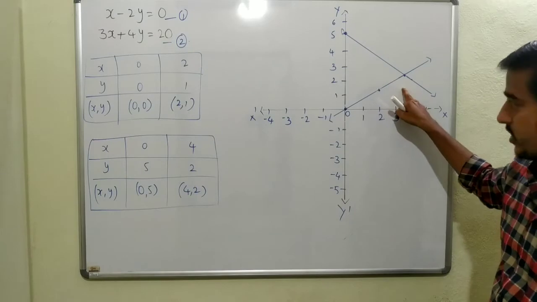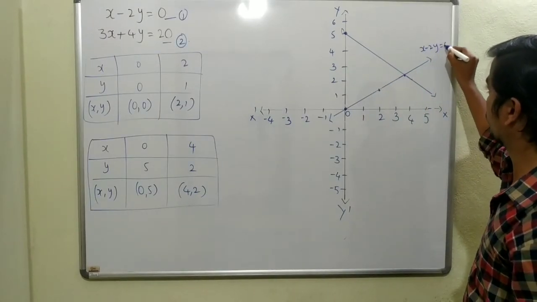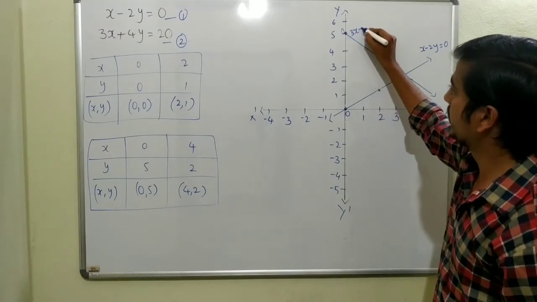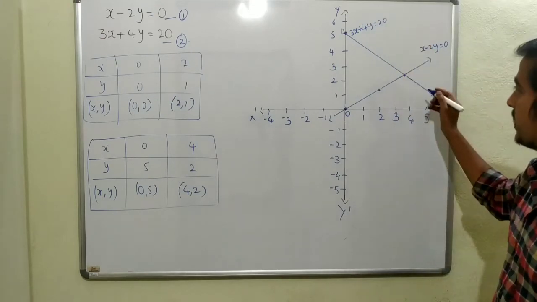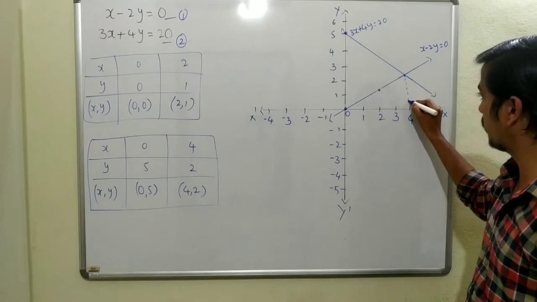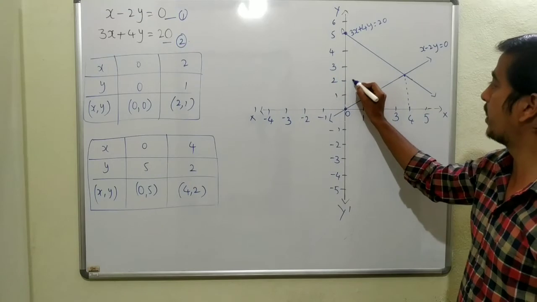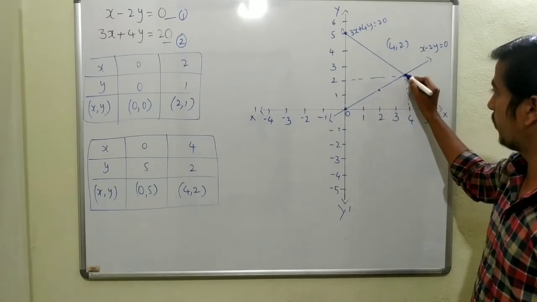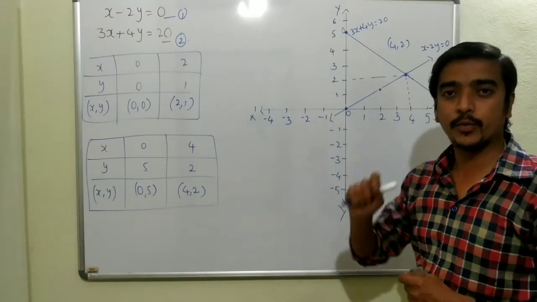So this is the first line, that is x minus 2y equal to 0, and this is the second line, that is 3x plus 4y equal to 20. So these two lines are intersecting at this point. So what is the x coordinate for this point? The x coordinate is 4 and the y coordinate is 2. So at 4 comma 2, these two lines are intersecting. So the solution of the pair of equations is 4 comma 2.